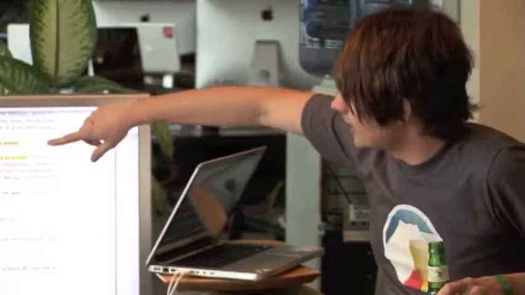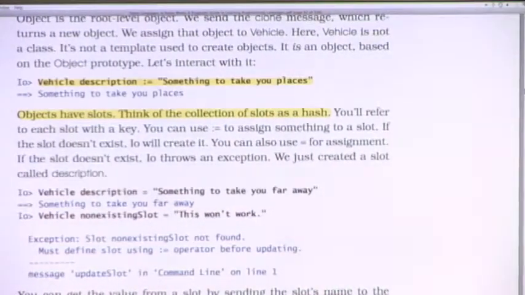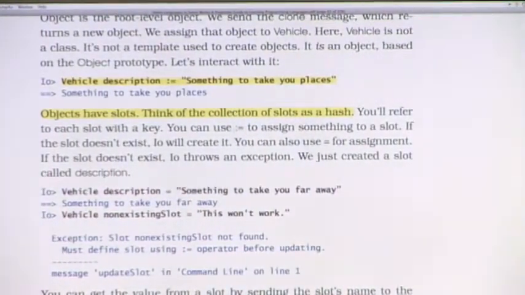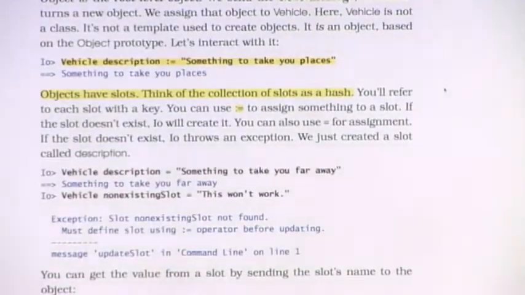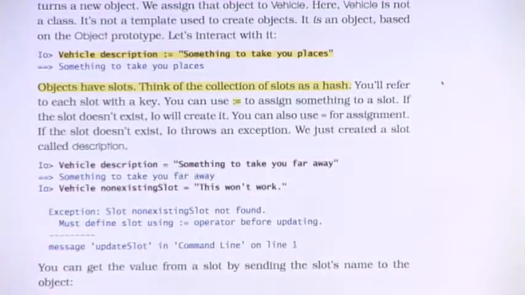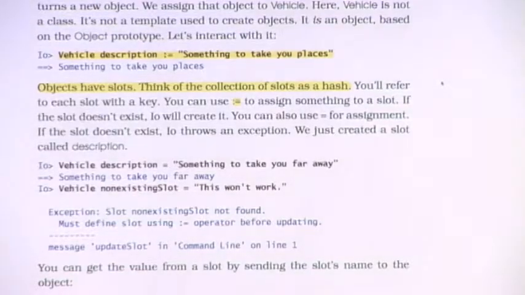Yeah, so objects have slots, and you can think of a collection of slots as a hash. They have very similar semantics. Colon equal, which is a little bit strange, will assign something to a slot. If the slot does not exist, colon equal will create it, whereas if you just use equal, it will throw an error if that slot doesn't exist. However, if you've already created the slot, it will set it just fine. And then, as Shane was saying, there's also colon colon equal, which has very similar behavior, except that it will also create a setter method for you.